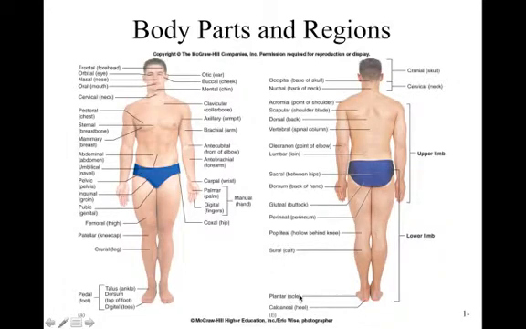The plantar is the sole of the feet. Have you ever heard of plantar warts or plantar fasciitis? That's all on the sole of your feet, so that's where they get that term. Okay, the front of the knee is patellar, but then the back of the knee is popliteal, so they have a different term there.